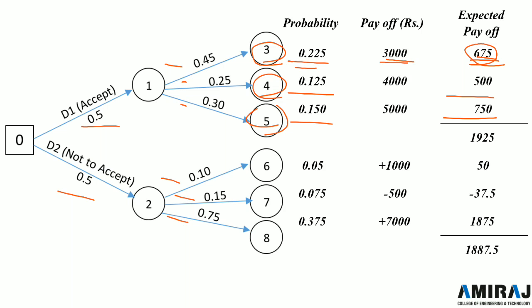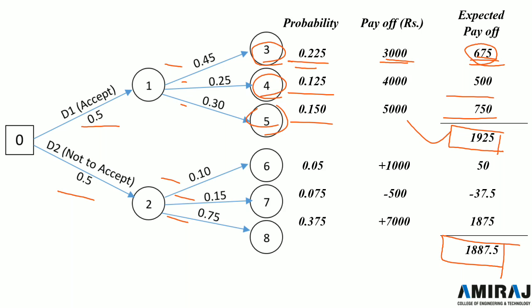Now the total expected payoff at each decision node is the summation of the expected payoffs at each chance node. So here at the first decision node, the expected payoff will be 1925, and at the second decision node, the expected payoff will be 1887.5. So the contractor should accept the job.